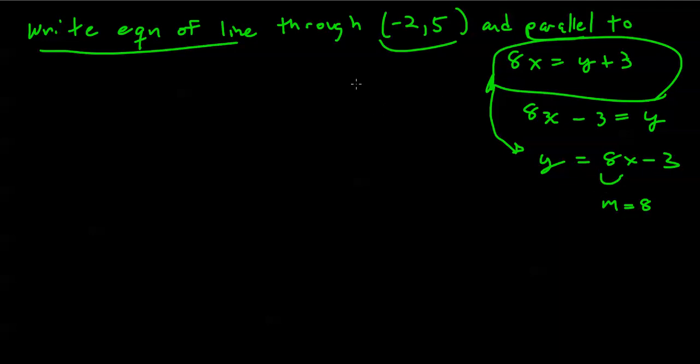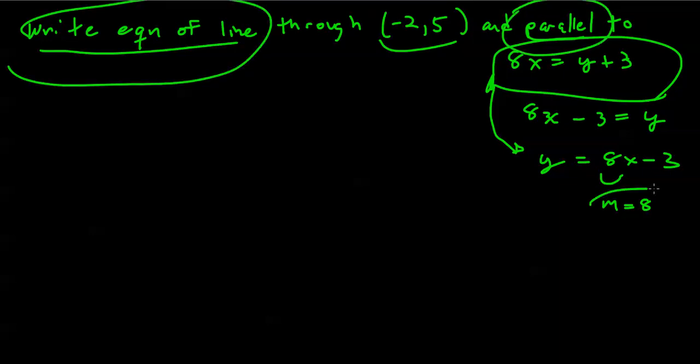Alright, so this line that we need must be parallel to this line. Well, so I must have the same slope. So I need a slope of 8 to answer my question. Alright?